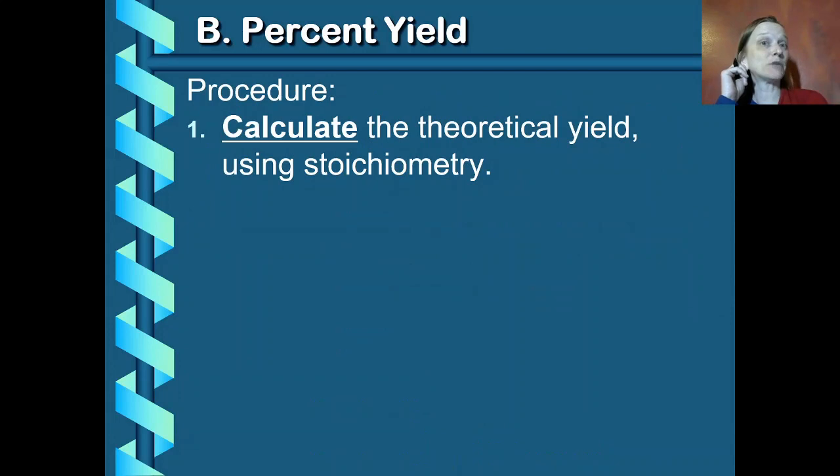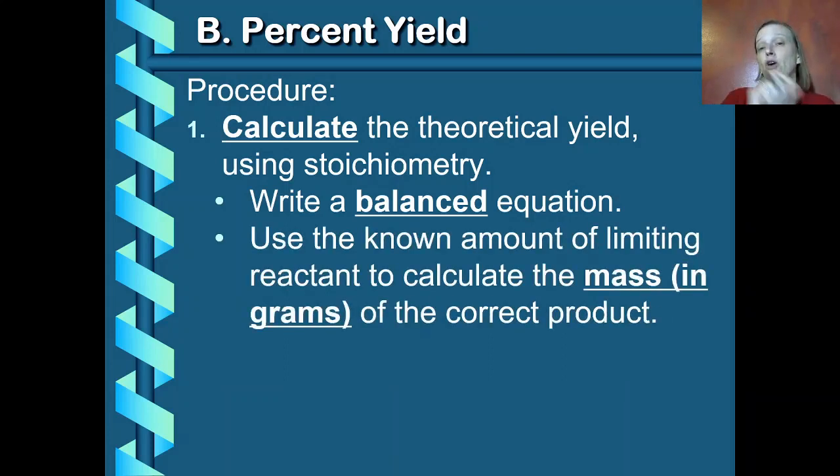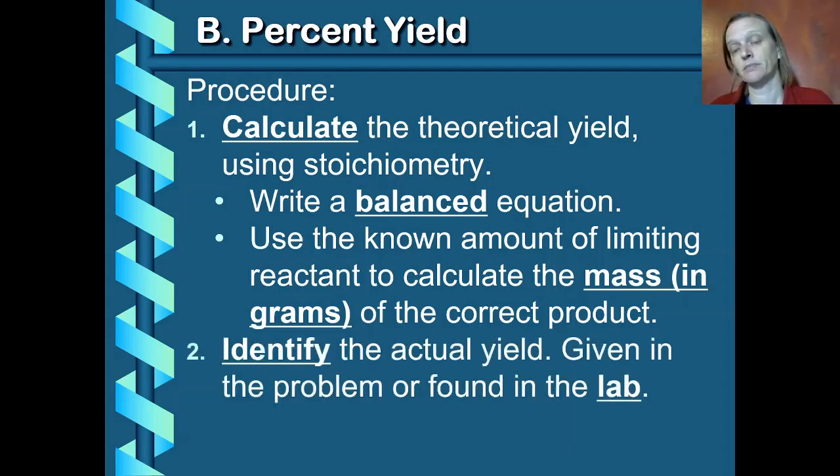Okay, what's the procedure for calculating percent yield? The first step is to calculate the theoretical yield. You do this using stoichiometry. Remember, that involves writing a balanced equation, using the known amount of the limiting reactant, not the excess, the limiting reactant, to calculate the mass in grams of the correct product. And once you've calculated that mass in grams, then you know the theoretical yield. That mass in grams is the theoretical yield.